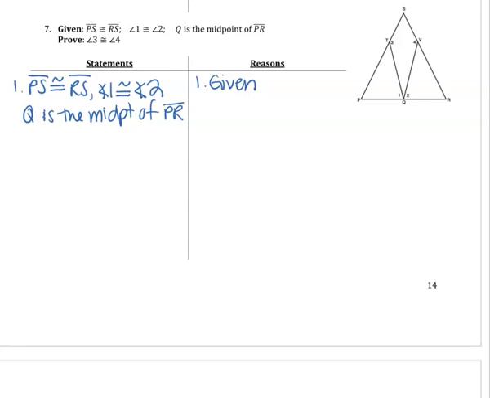So I already put my givens in my proof. Let me mark up my picture. I'm giving you PS, that whole segment congruent to RS, angle 1 congruent to angle 2, and Q is the midpoint of PR. So I'm already thinking, all right, so these 2 segments will be congruent, so make sure I talk about that. I am looking to prove that angle 3 and angle 4 are congruent.